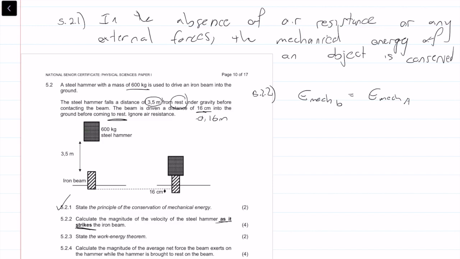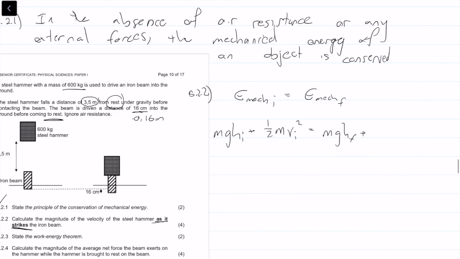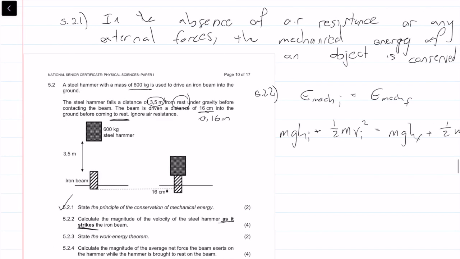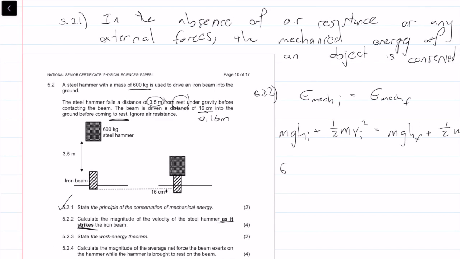Okay, so what is the mechanical energy before? So we have mgh, let's use initial and final rather. Initial and final, mgh plus half mv squared, so that's the potential energy plus the kinetic energy. Initial is equal to mgh final plus, so that's the potential energy, plus half mv final squared, which is the kinetic energy.